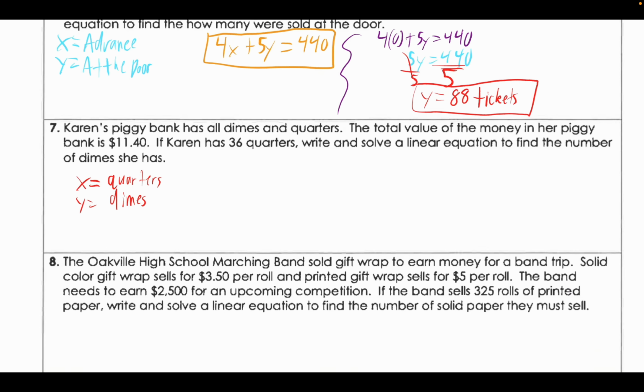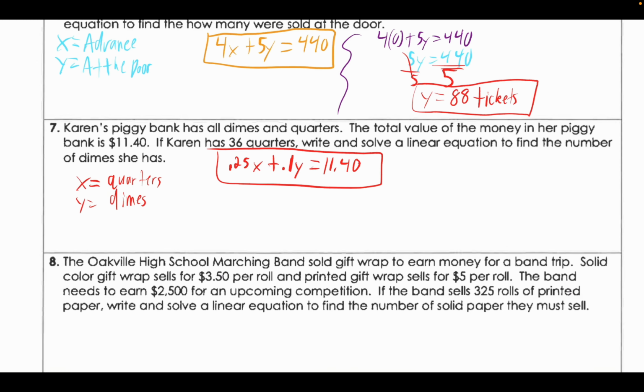And so we're going to have 0.25 times x. I got that from saying a quarter is worth 25 cents, even though it's not explicitly told to us in this problem, plus 0.1y, because a dime is worth 10 cents apiece. So 0.25 times the number of quarters is the amount of money from our quarters, and 0.1 times y is the amount of money from our dimes. And that would equal the $11.40 that Karen has.